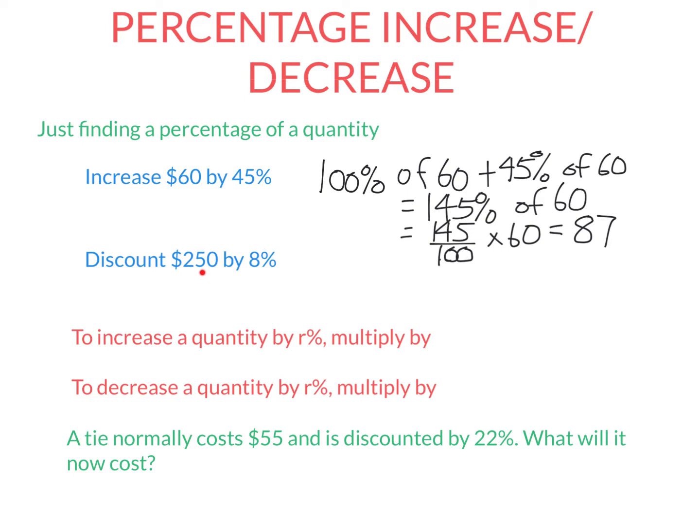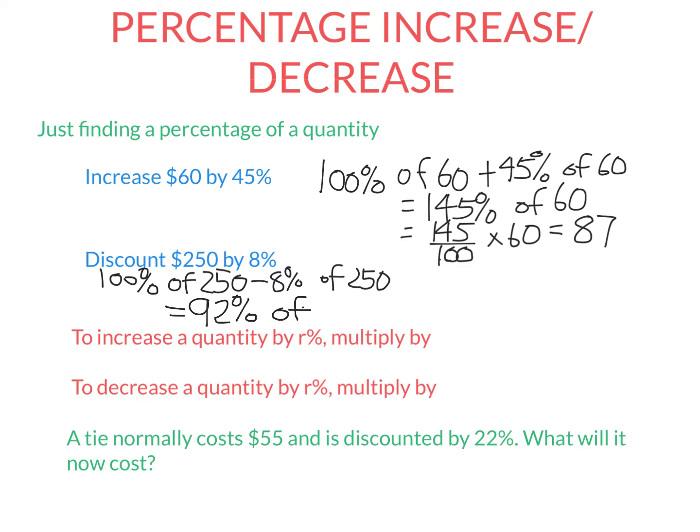Now, if you want to discount 250 by 8%, what we're doing is we're taking the full amount, which is 100% of 250, and we're subtracting 8% of it, 8% of 250. So if you take 8% of something, you have 92% left. So if I want to discount or decrease a number by 8%, what I'm doing is finding 92% of the original amount, in this case 250.